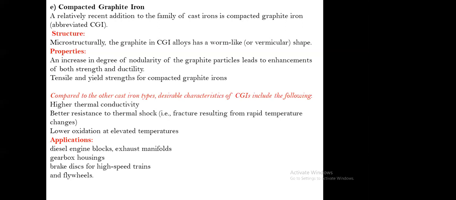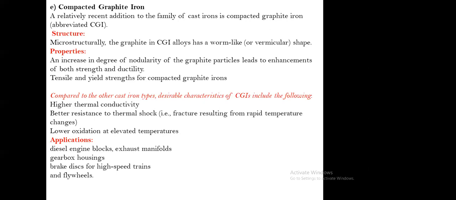When you are talking about the properties, an increase in the degree of nodularity of the graphite particles leads to an increase in strength as well as ductility. Both tensile strength and yield strength are greater compared to other types of cast iron like ductile cast iron and malleable cast iron, and are greater than those observed for the higher strength gray iron.